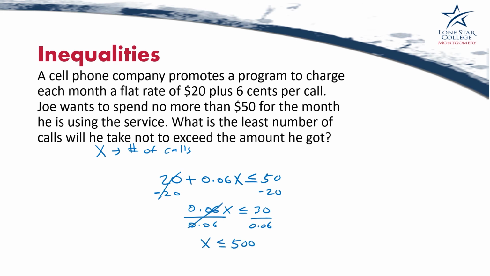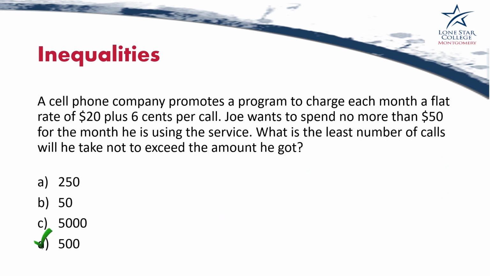So he doesn't want to make more than 500 calls, because if he does, he would exceed his budget. So he wants to make no more than 500 calls. That means that his greatest amount of calls has to be 500, because if he makes 501, that goes over his budget. So the answer is 500 calls, which is answer D.